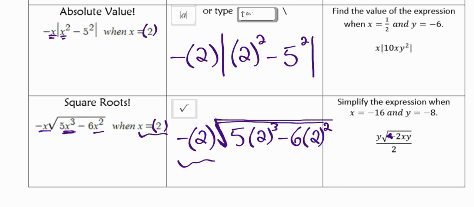All right, if you need any help, ask for help. Once you finish these, get them checked, and then you can move right on to the back for practice.